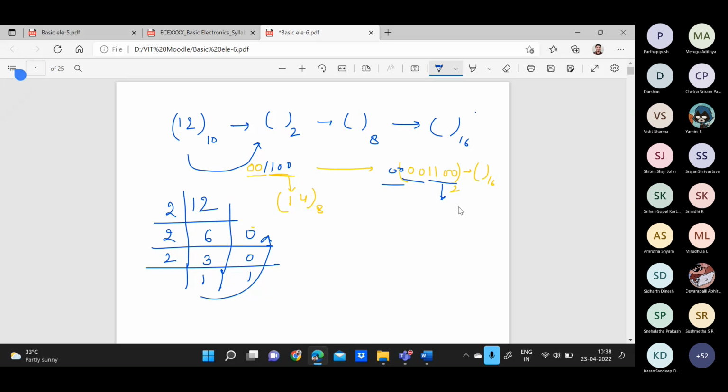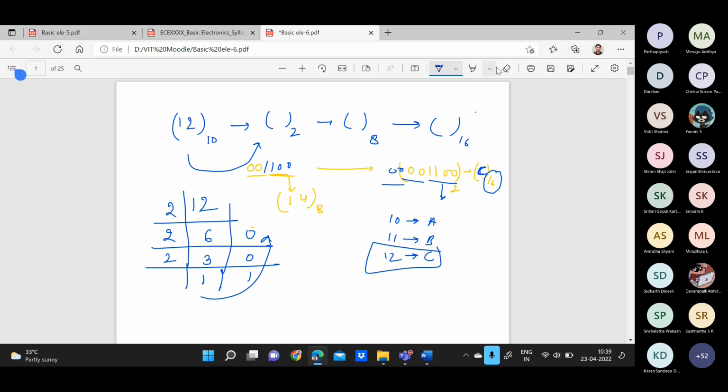The problem here is, in hexadecimal, by which alphabet can I represent 12? If you remember, up to 9 it is the same, then 10 is A, 11 is B, 12 is C. So as the number is 12, you can write C here. C is the answer. Understand?